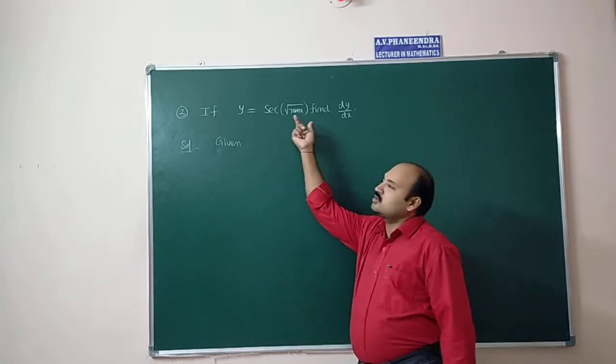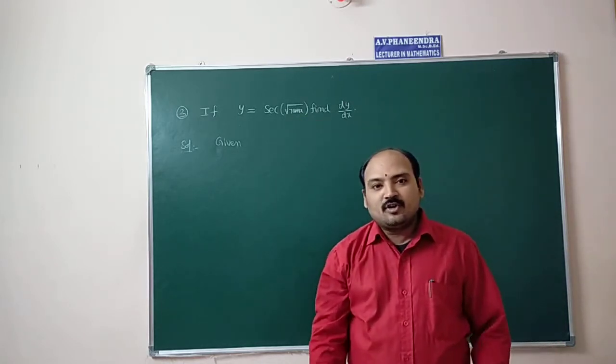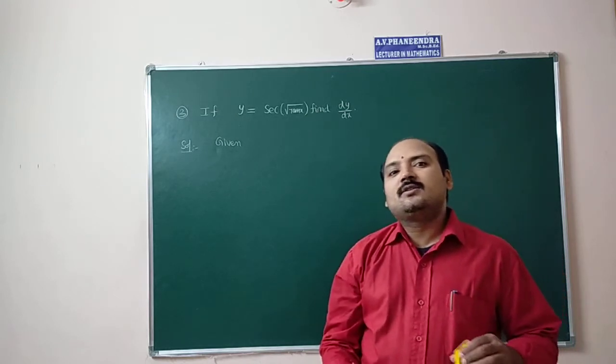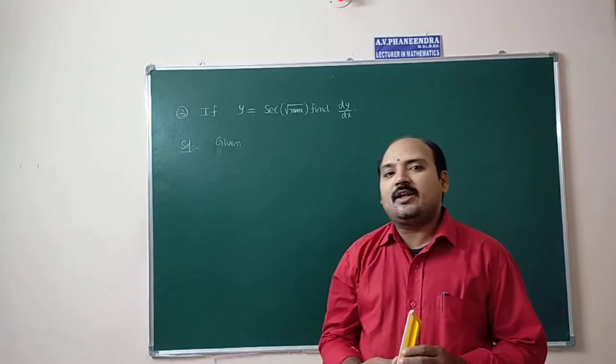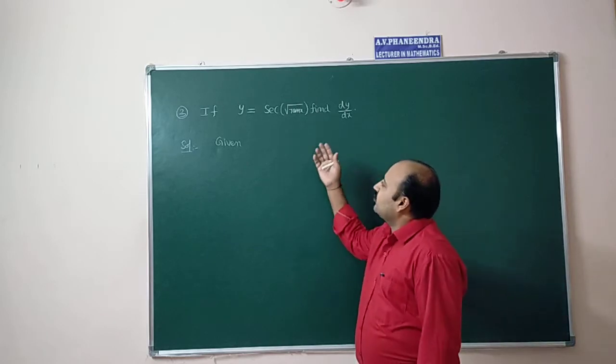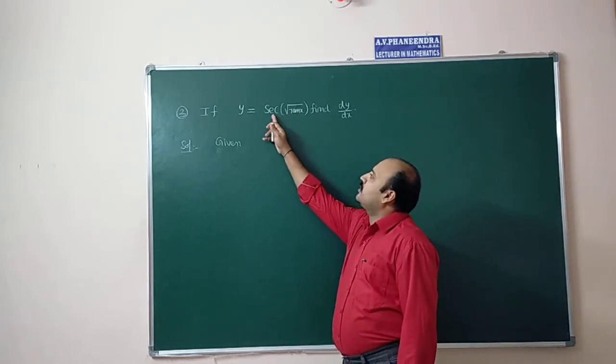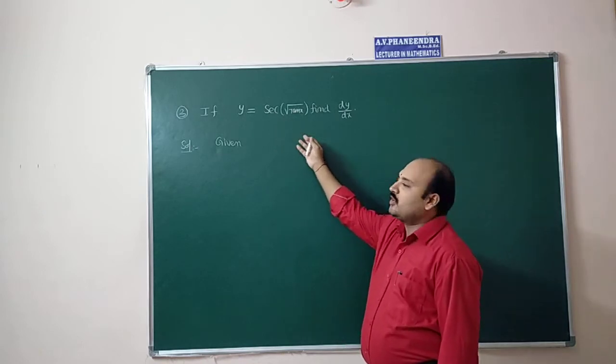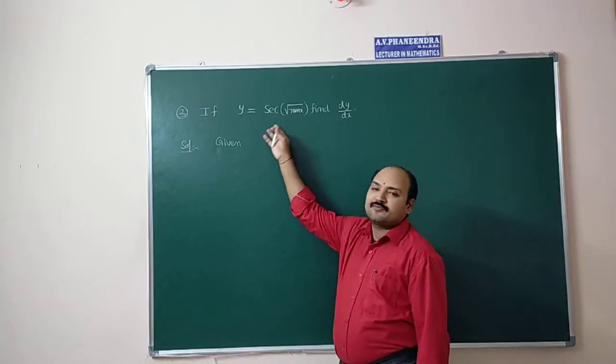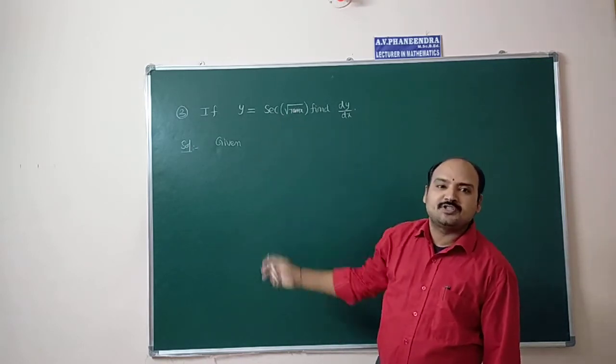Again, tan x also we have to differentiate. So d by dx of tan x is secant square x. Like this we have to do that. That means one function is involving in other function. First we have to differentiate the given function. After that, into d by dx of whatever the function is involving, that we have to differentiate.